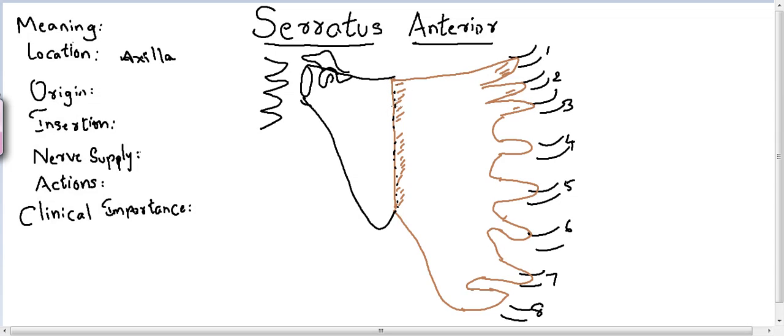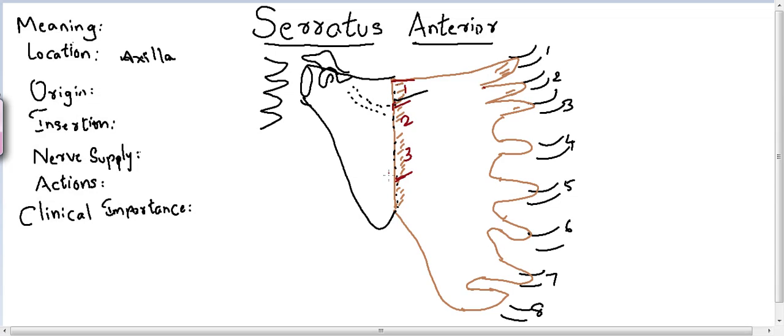till the level of the root of the spine of scapula. I'll show it in a different color so that you understand. Here the root of the spine of scapula will be there like this on the posterior aspect. Till that level only the first digitation will be there, from the superior angle to the root. The second and third digitations will extend along the entire medial border except the inferior angle. So this is for the first and this is for second and third.